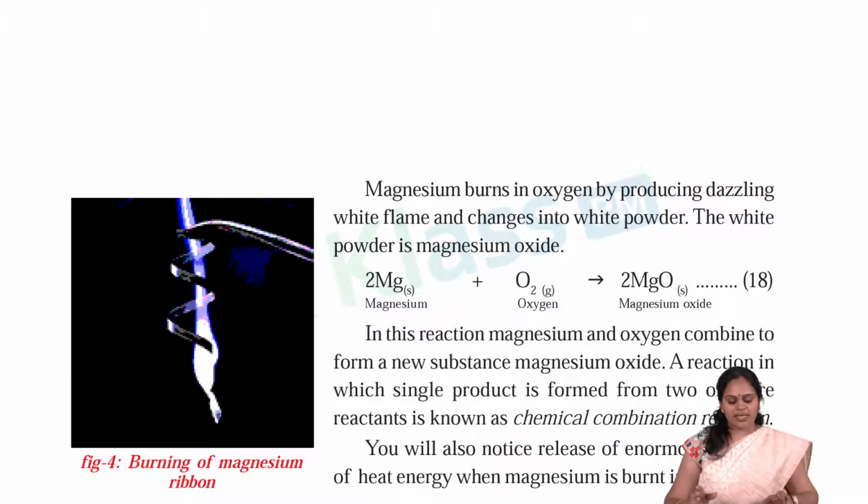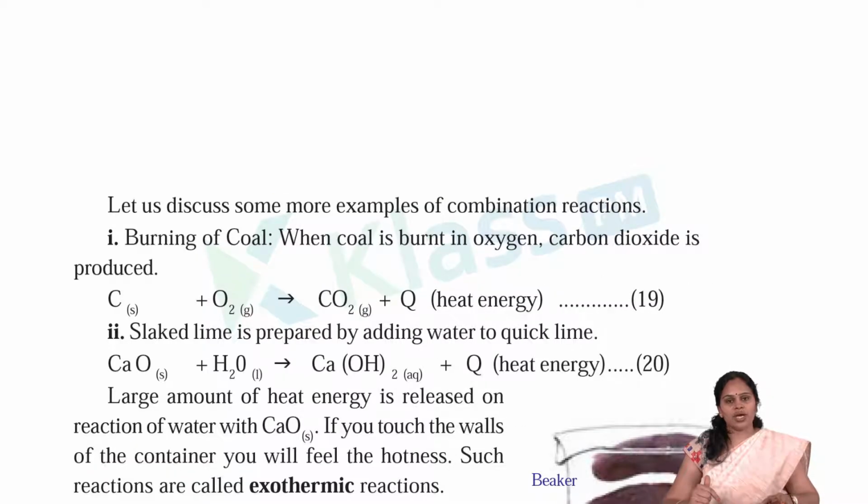The white powder is magnesium oxide here. If you see the formula here, 2Mg plus O2, that is magnesium with oxygen gives you magnesium oxide, that is 2MgO. In this reaction, magnesium and oxygen, two participants, that is two reactants, are present in the reaction and it is giving only one substance, that is magnesium oxide. So this is called a combination reaction.